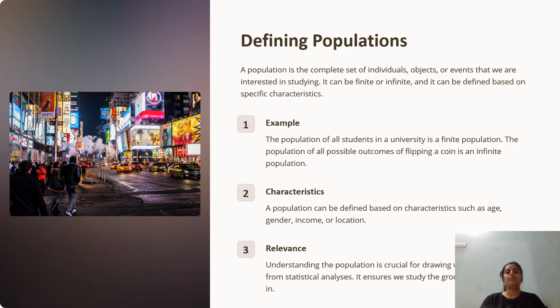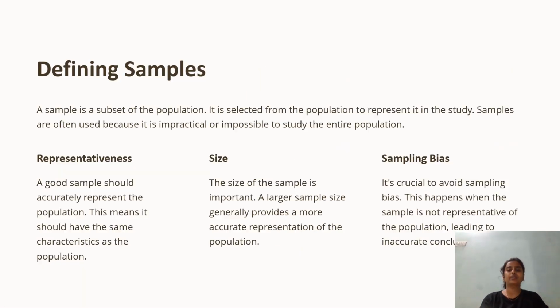Defining populations. A population is a complete set of individuals, objects, or events that we are interested in studying. It can be finite or infinite, and it can be defined based on specific characteristics. For example, the population of all students in a university is a finite population. The population of all possible outcomes of flipping a coin is infinite. Characteristics: a population can be defined based on characteristics such as age, gender, income, or location.